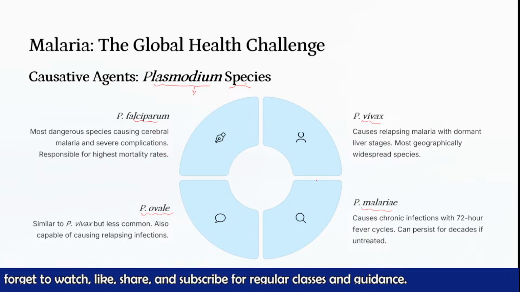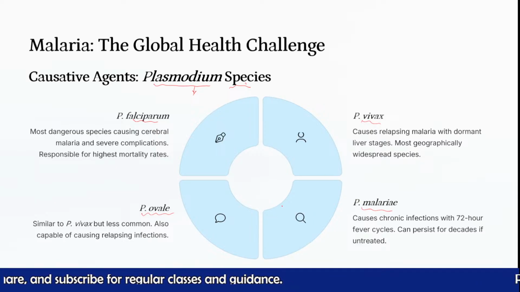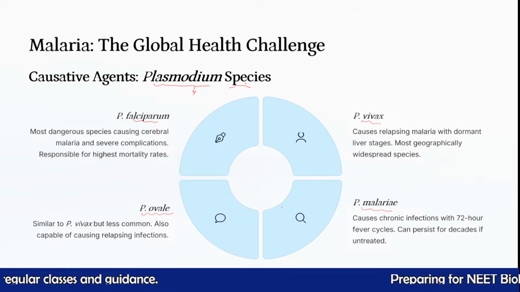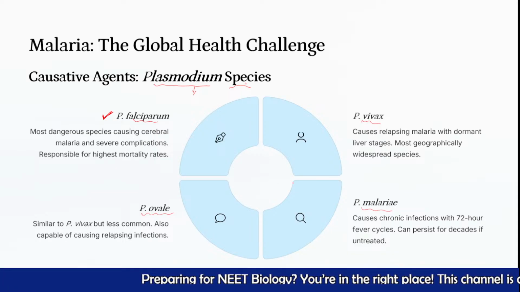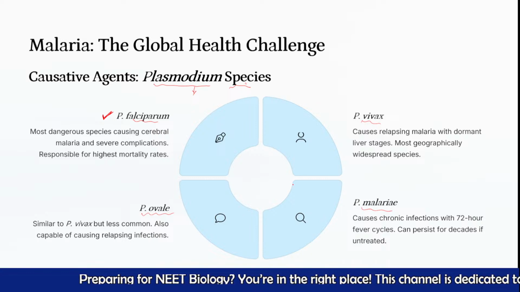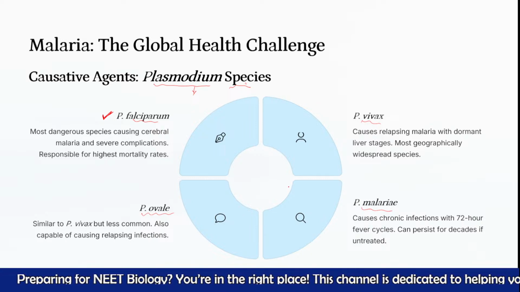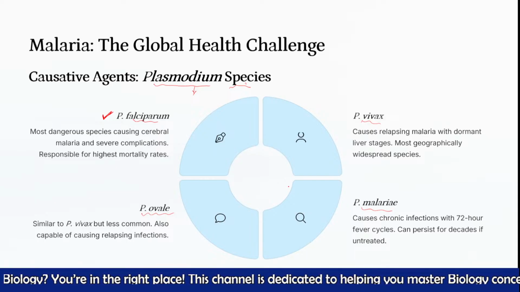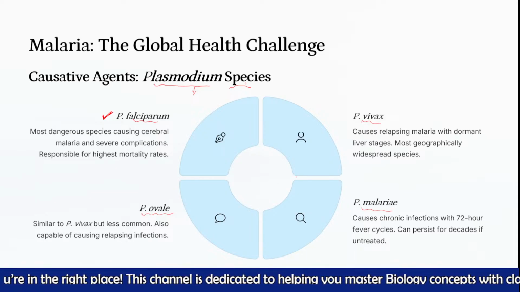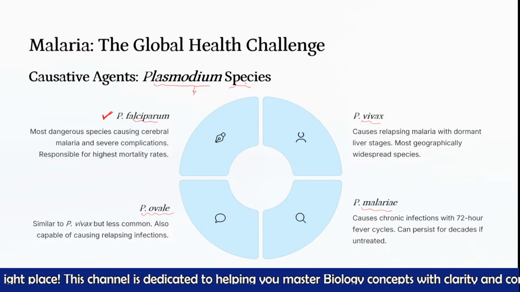When you compare all four types of Plasmodium, which is the most dangerous one, which causes malignant malaria? That is Plasmodium falciparum. This is one important question, right? It causes dangerous symptoms. Even Plasmodium malariae also causes chronic infections.